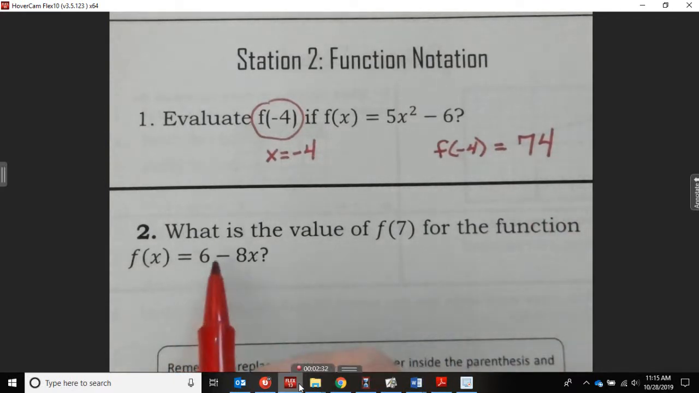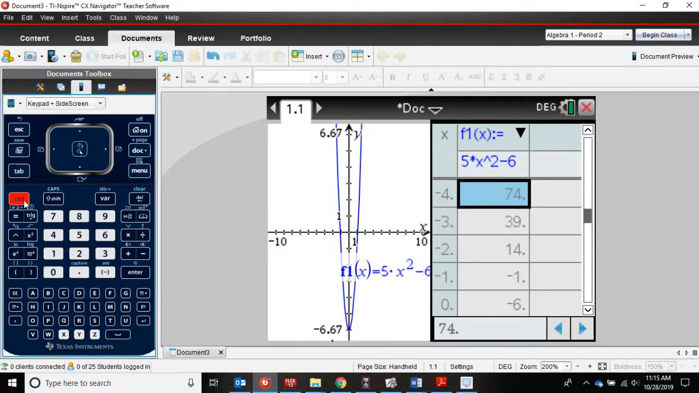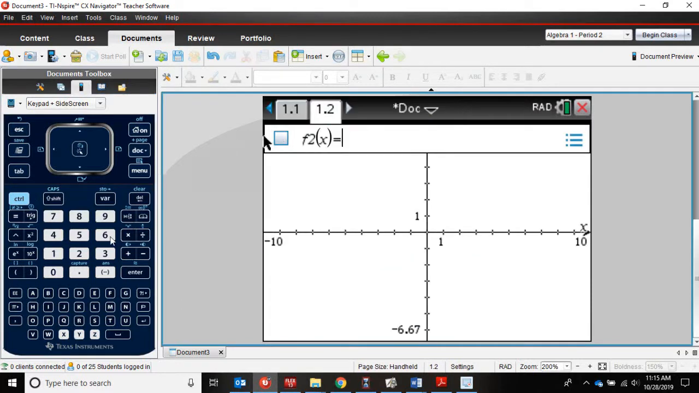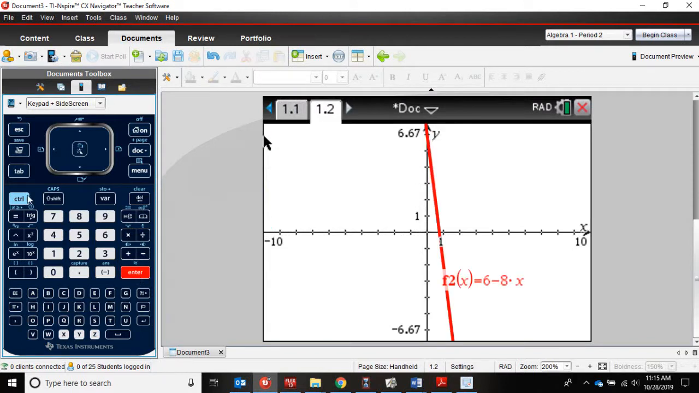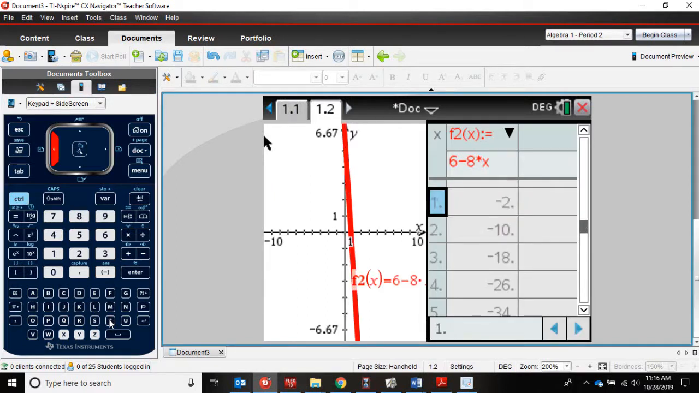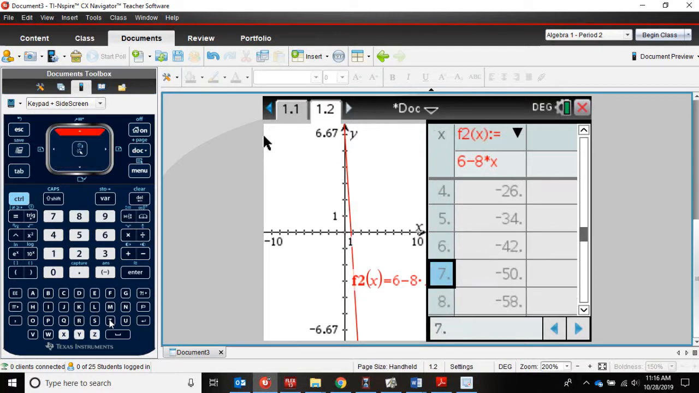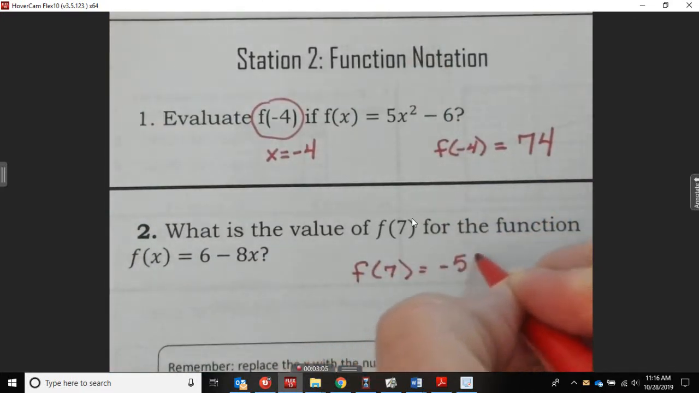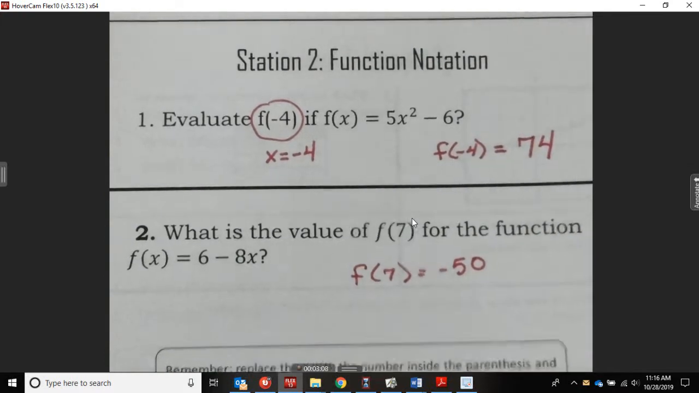So again, these are minus signs, not negatives. So I'm going to go to my calculator. I'm going to get a new graph page by doing Control Doc, number 2. And we're going to type in 6 minus 8x. And once I graph it, I'm going to press Control T. And I'm going to find 7. Where is x? 7. Here it is, and so my answer is -50. So f of 7 equals -50. Okay? All right, station 3.